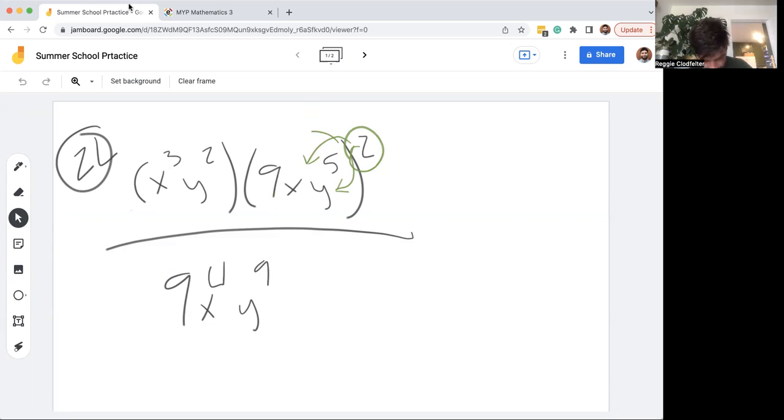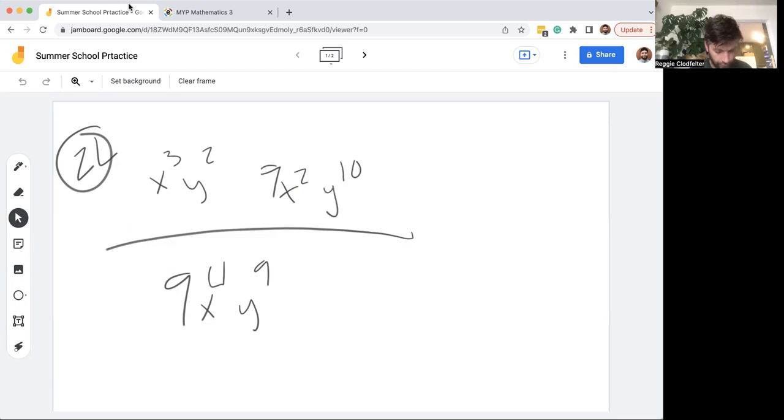X squared is x squared. And then here, y to the 5th squared, I'm going to multiply them, and it's going to be y to the 10th. Okay, so now I can take my x and my y, and I can use product rule to combine them with the rest of the numerator. So I have an x cubed and an x squared. We're going to make that x to the 5th. So I have 9x to the 5th here. And then y squared and y to the 10th. That's just going to become y to the 12th.